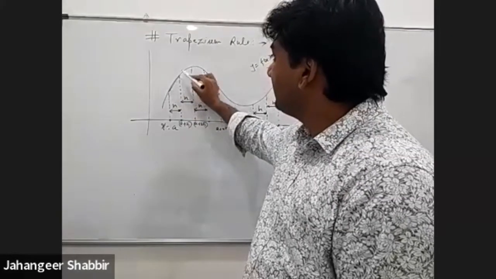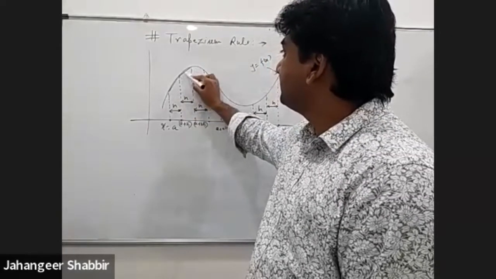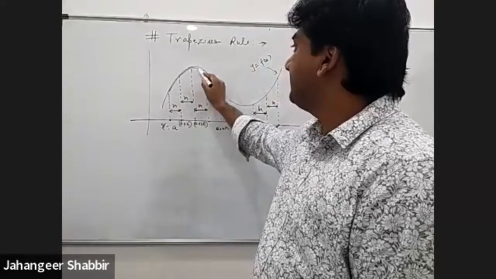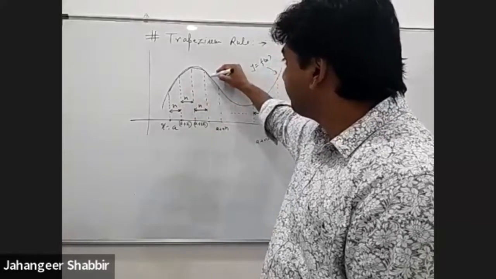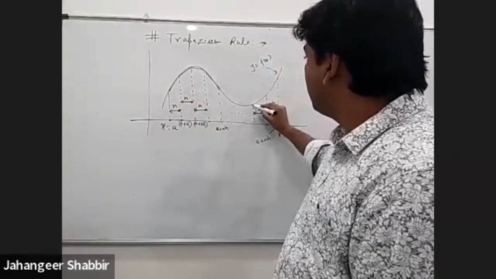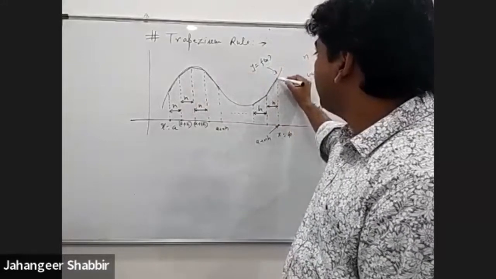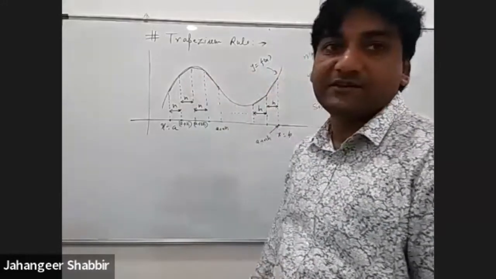Second statement is why it is the trapezium rule, because if you join this to this by a straight line, if you join this and this, these two ends are a straight line, a straight line, a straight line, and a straight line. So these are trapeziums, yes or no?